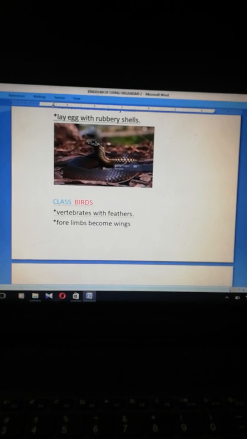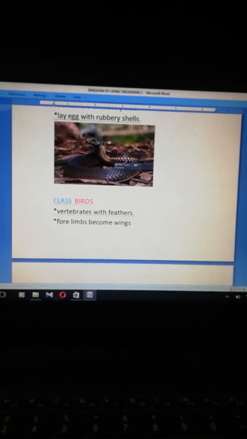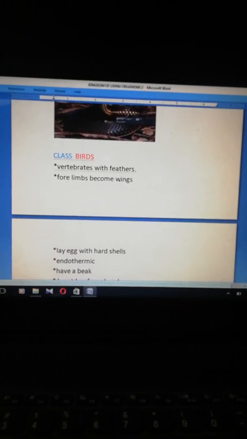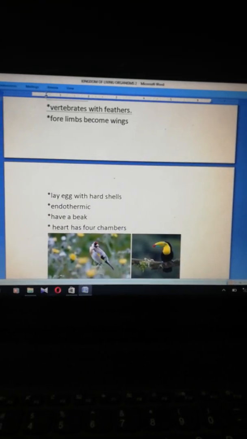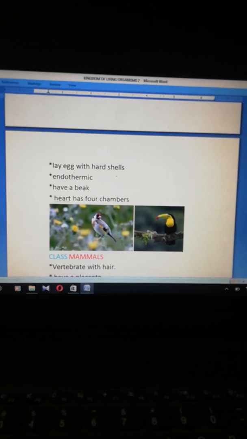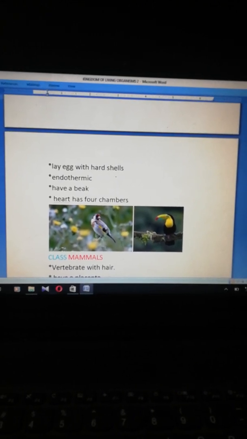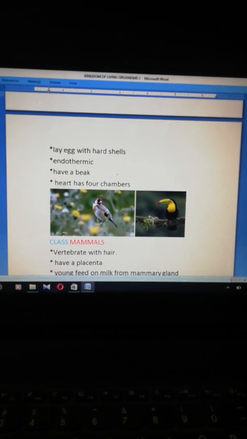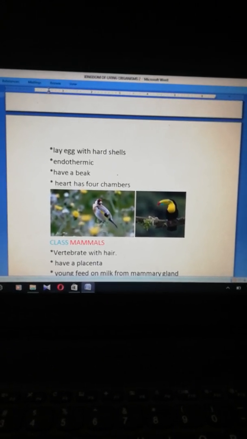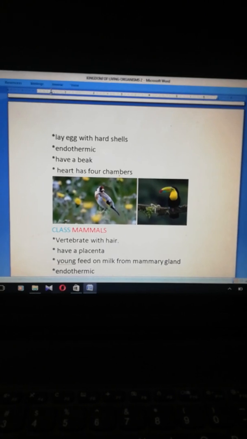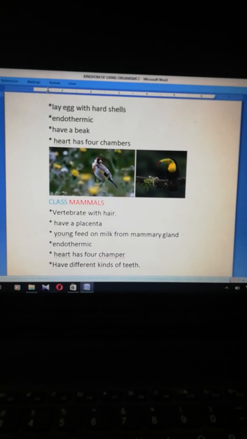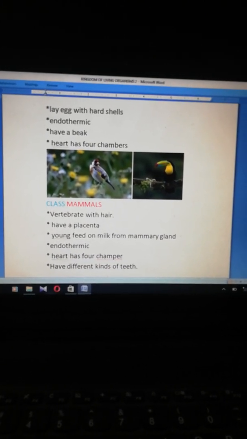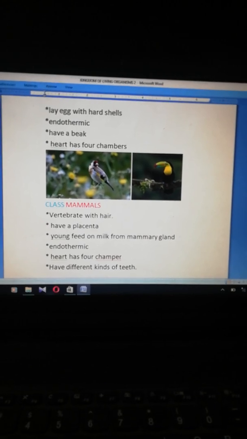Next, class birds. The birds, like reptiles, lay eggs with waterproof shells. Common characters of birds: they are vertebrates with feathers. Their forelimbs have become wings. They lay eggs with hard shells. They are endothermic. They have a beak. The heart has 4 chambers.